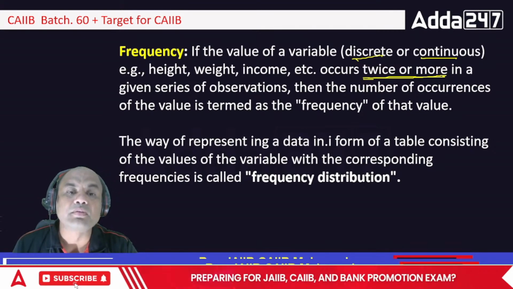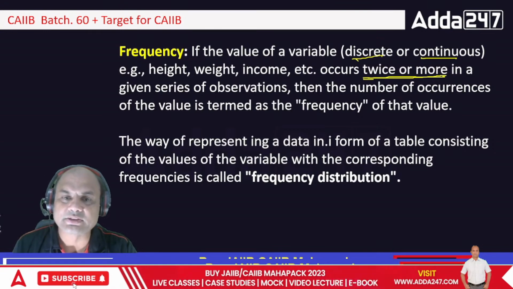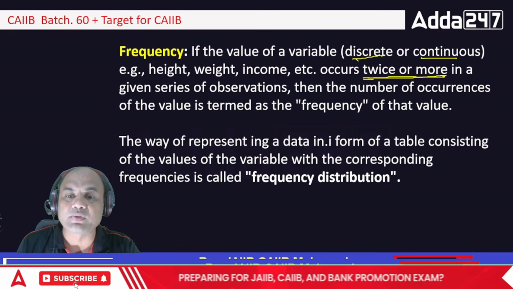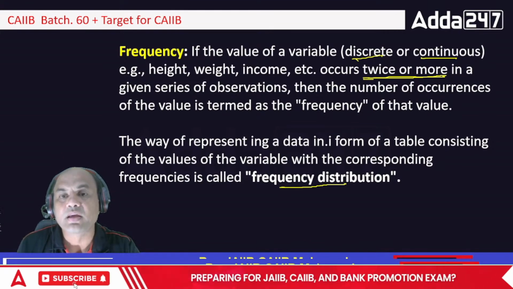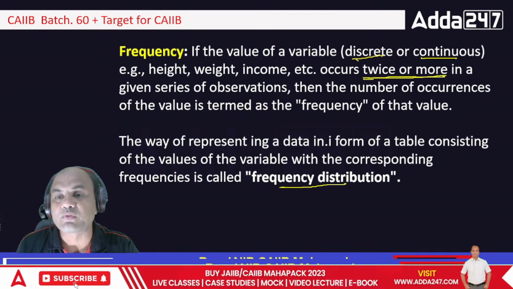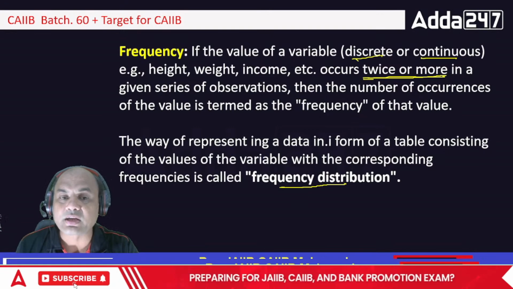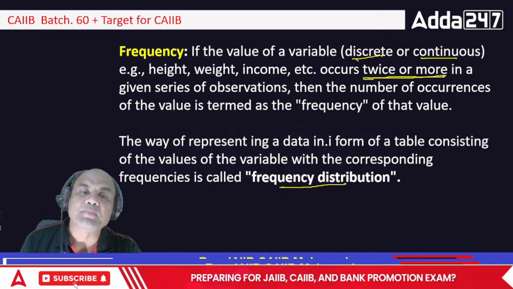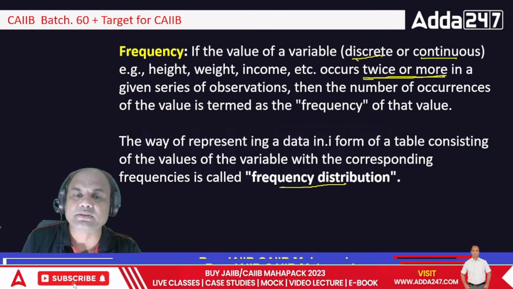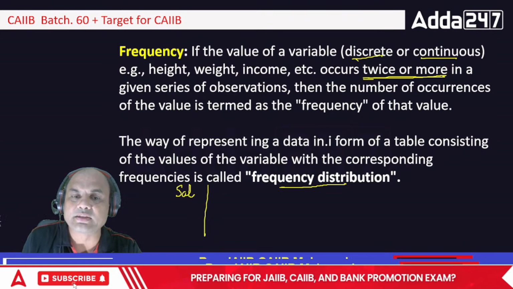The way of representing data in the form of a table consisting of values of a variable with the corresponding frequencies is called frequency distribution. Now what do you mean by this? It is a way of representing data in a table with values of variables and their corresponding frequencies. Now how do we show this frequency distribution? It's like this. Suppose I want salary, and then this is the frequency.